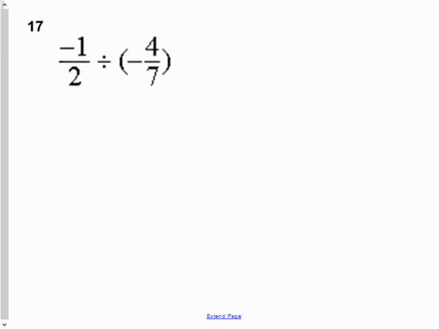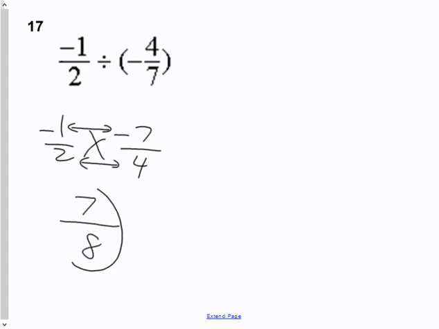Question 17, division of fractions. You were always told the easiest way, you have two options. You can find a common denominator of 14 and use that method, or simply multiply by the reciprocal. So we're going to multiply by the reciprocal of 4/7, keeping in mind I want to keep my negative sign always in my numerator. Multiply the numerators. Now look, a negative 1 times a negative 7 is a positive 7. 2 times 4 is an 8. So your final answer is a positive 7/8.